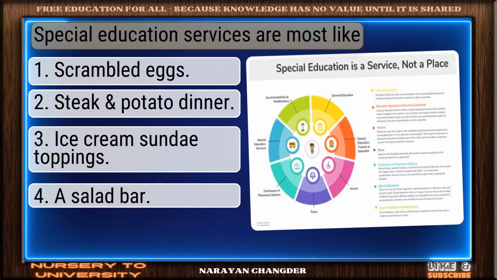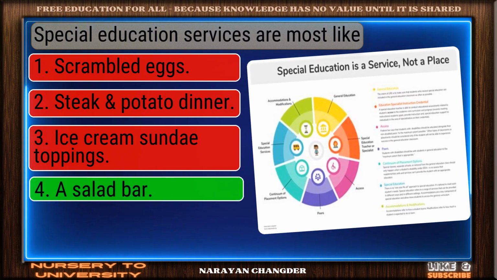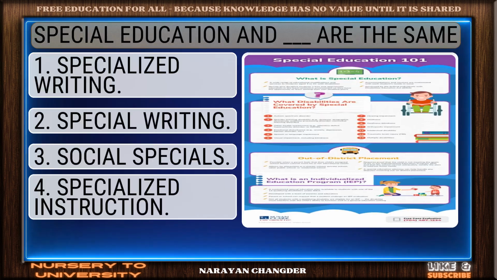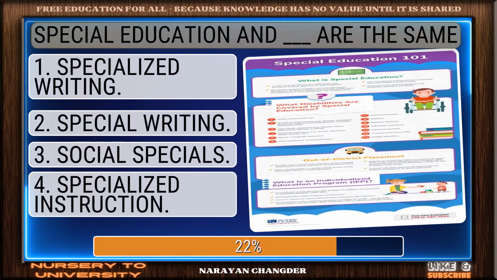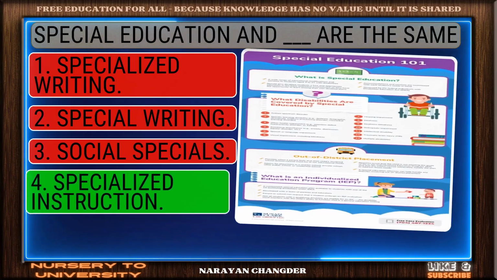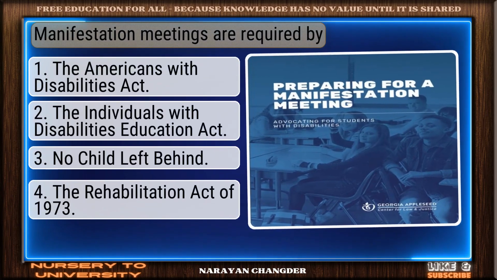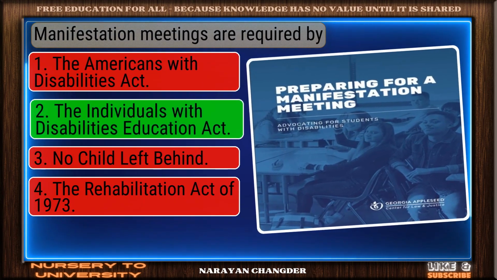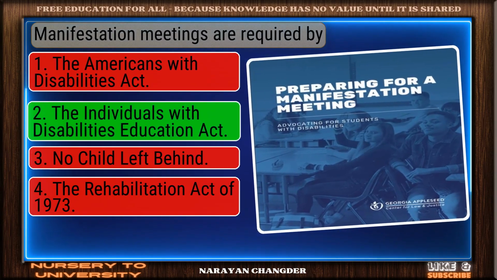Special education services are most like. Nice work. You chose a salad bar and it is correct. Special education and dash are the same. Nicely done. Specialized instruction is a solid answer. Manifestation meetings are required by. Correct response. The Individuals with Disabilities Education Act is the most accurate answer.